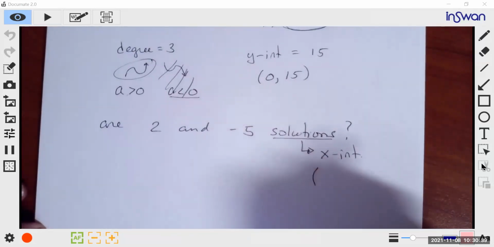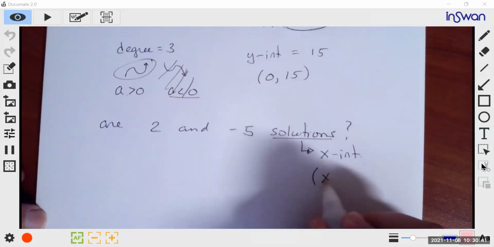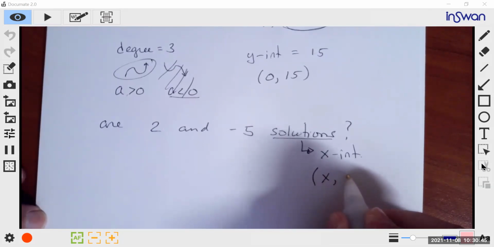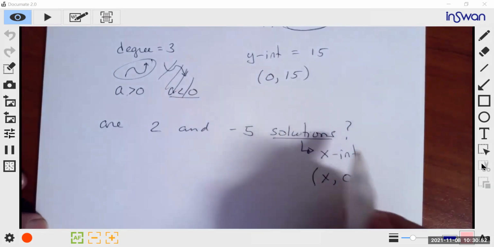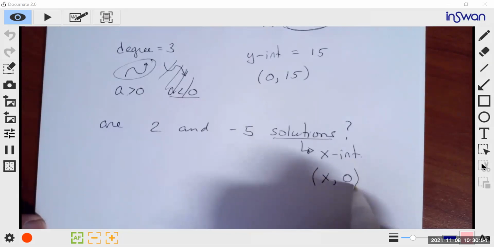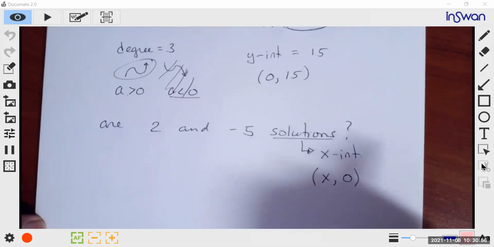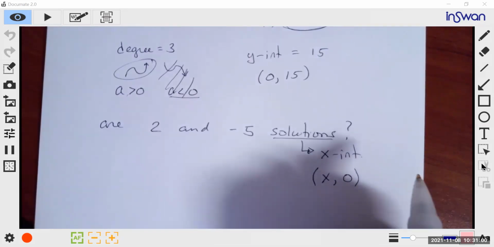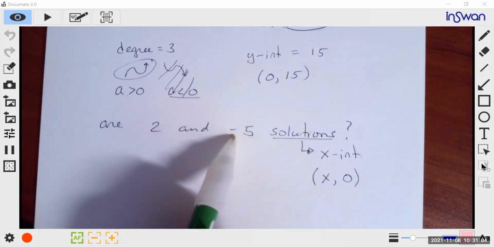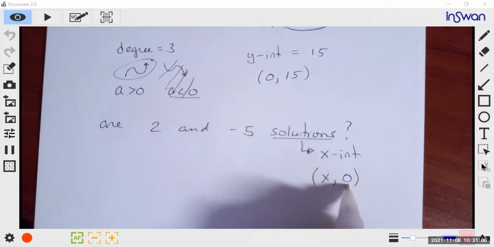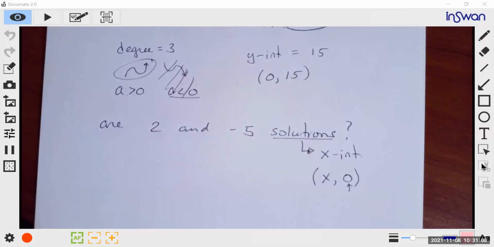The location of an x-intercept is the x value, comma what? 0. If it crosses the x-axis, there is no y value. So if it's a solution, plug these numbers in there. If it comes out to be a 0, then it's a solution.